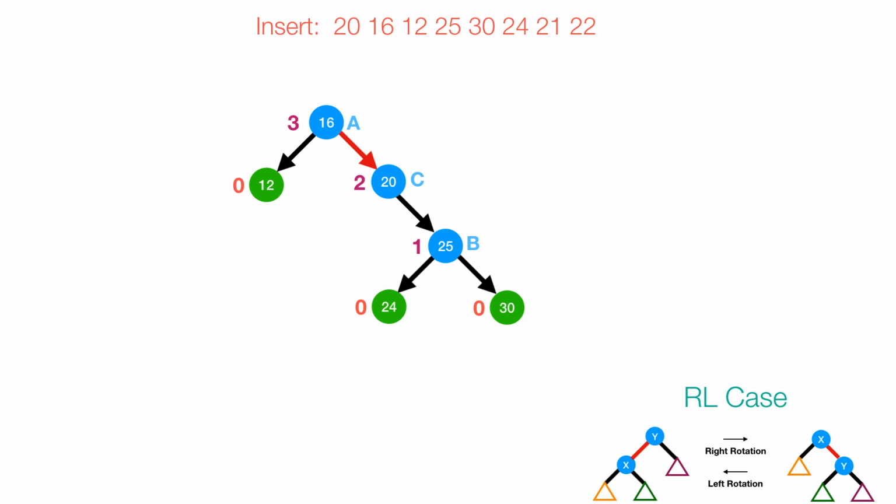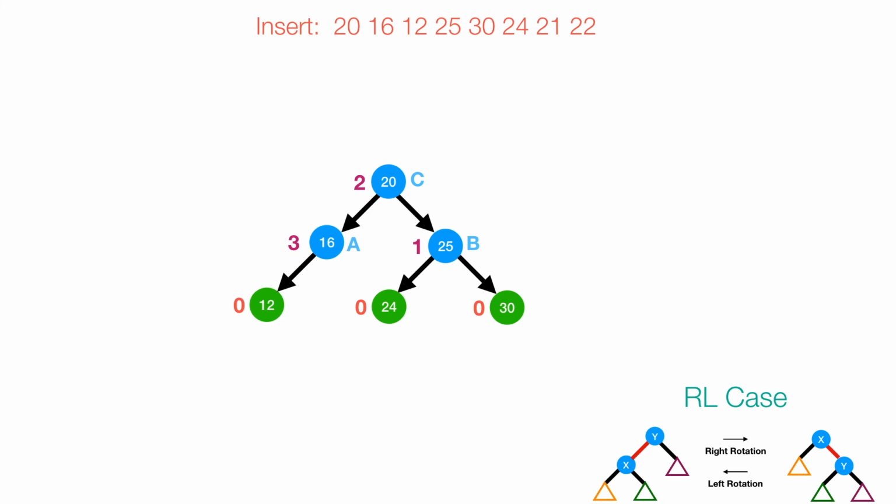Now perform this left rotation. Again, picture your hand on that red link moving in an anti-clockwise direction. So what will happen is that 20 goes above and 16 and 12 go below, like this. Now at this point, we update the heights of our nodes A and C to 1 and 2 respectively.